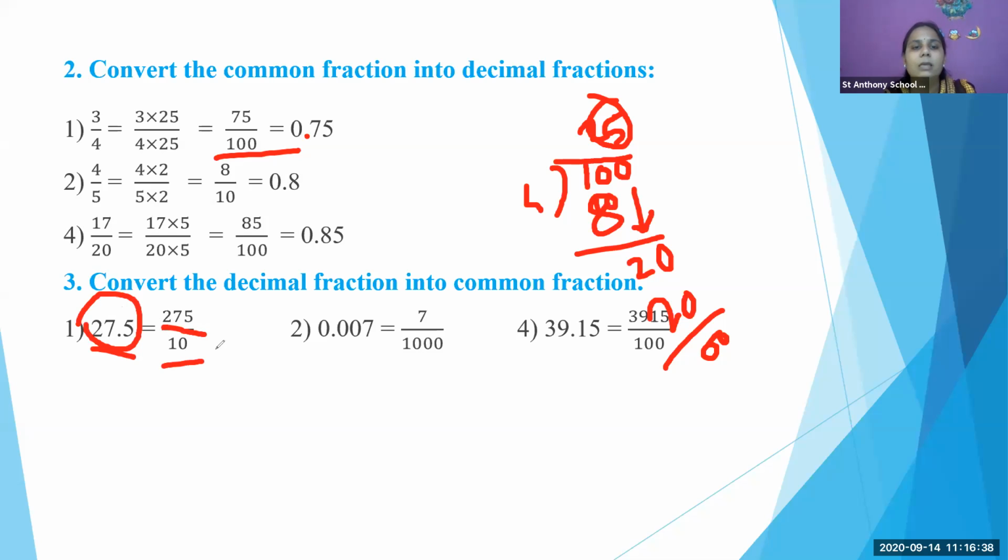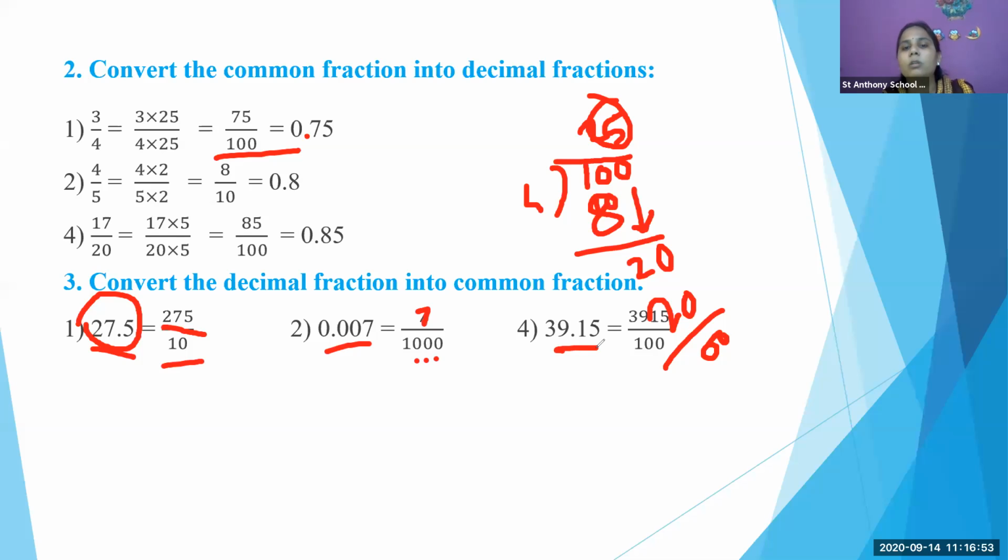275 upon 10. Now 0.007 is only one number, that is 7. How many digits are there after the decimal point? 3. So 1, 2, 3. So 1000 is there. So 7 upon 1000.